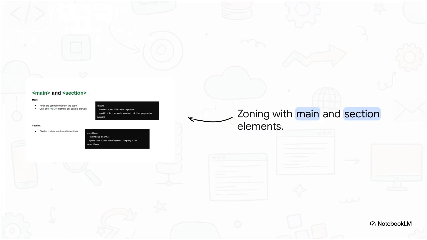Think about it like this. A well-run city relies on very clear zoning laws, right? You wouldn't just plop a super noisy, smoky factory right in the middle of a quiet, leafy residential street. In the same way, you really shouldn't scatter your core page content randomly across your code. Semantic HTML strictly enforces this by giving us rules. The central, meaty content of your page needs to sit safely inside a single main element, and then you divide that up into thematic areas using section tags. Basically, it keeps your digital city perfectly zoned and running smoothly.